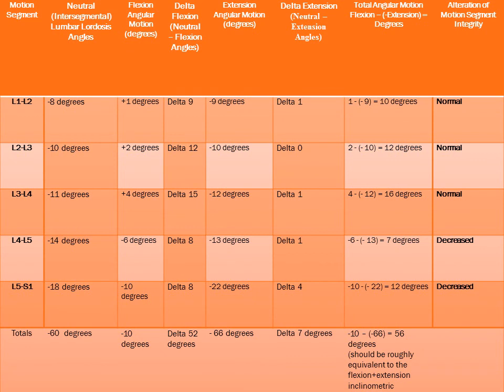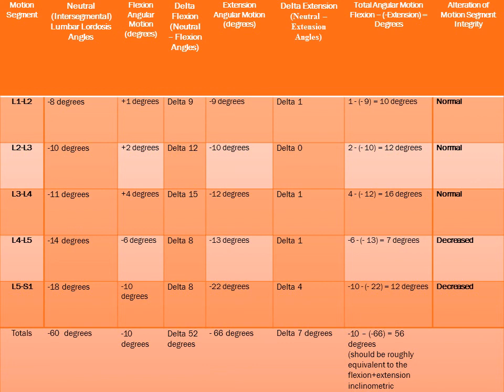We find that at L1, L2, we have 10 degrees of total angular motion. Well, the AMA guides say that we should have roughly 12. So that could indicate some loss of motion segment integrity. In this case, I opined that that was within normal limits, and I described it as normal. At L2, L3, we had 12 degrees of angular motion. I described that as normal. At L3, L4, we're increasing and showing increasing angular motion, which is what the AMA guides describe. I described that as normal.